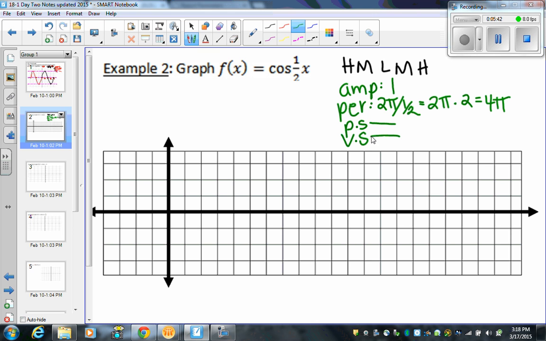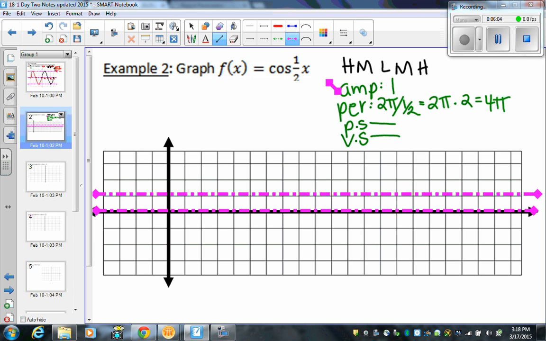All right, let's recall. In order to figure out where our midline is, we pay attention to our vertical shift. We don't have a vertical shift, so our midline is going to be on the x-axis. I find my high and my low by my amplitude. My amplitude is 1, so I go up 1 from my midline, and I go down 1 from my midline.